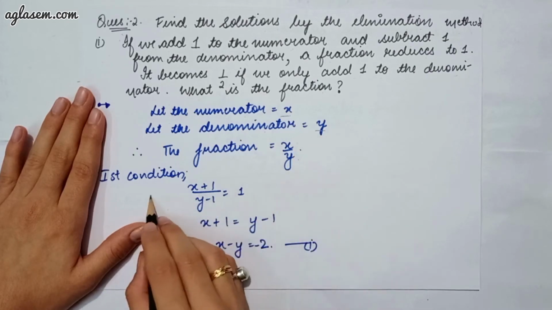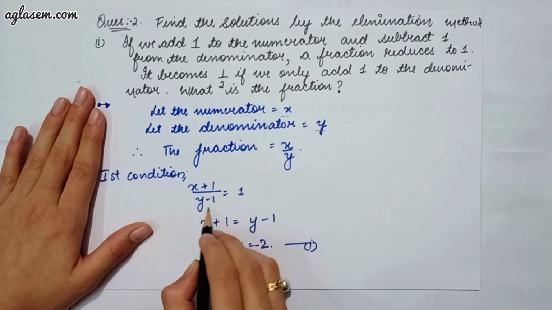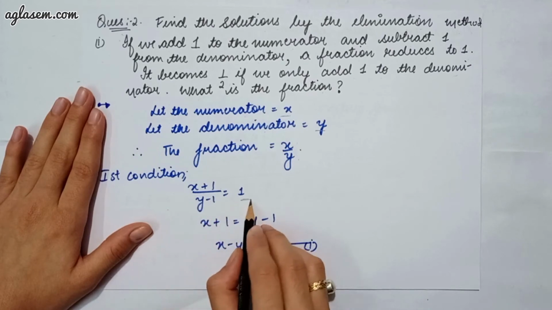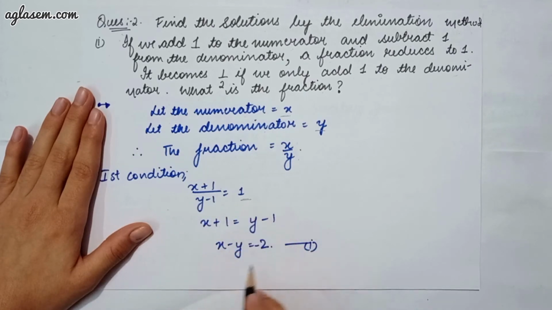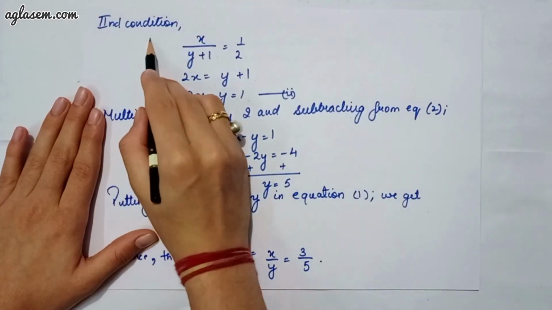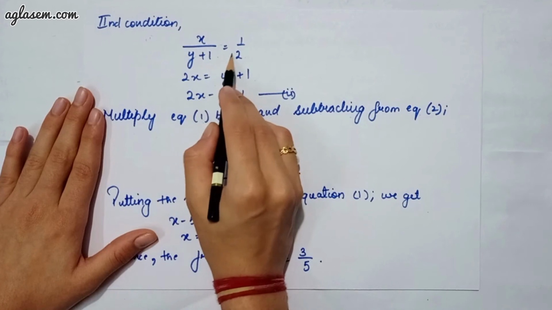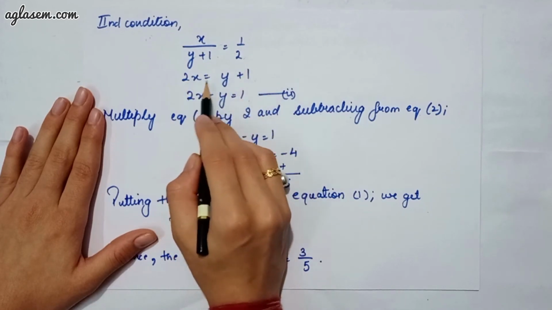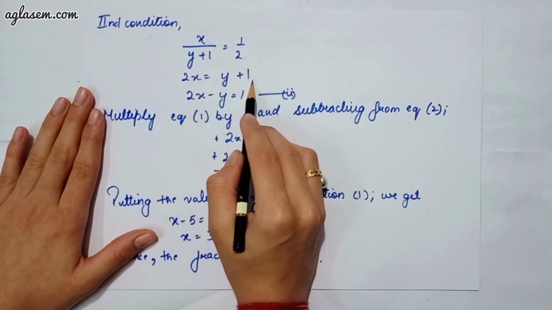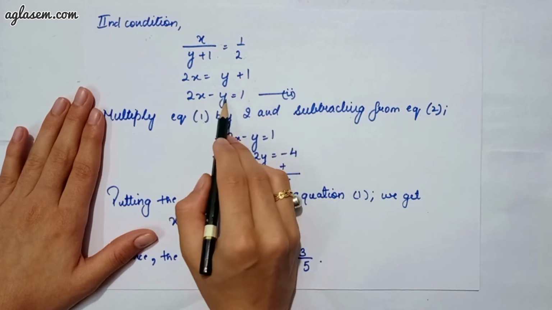So the first condition says x plus 1 divided by y minus 1 which is equal to 1. From this we can find our first equation, that is x minus y is equal to minus 2. The second condition says x divided by y plus 1 which is equal to 1 upon 2. So here 2x is equal to y plus 1. So we can find the second equation, that is 2x minus y is equal to 1.